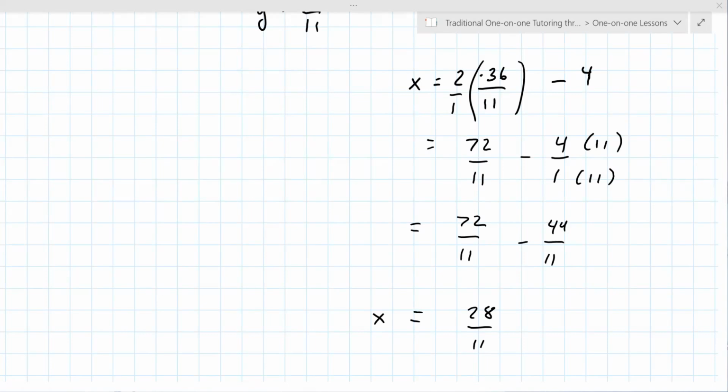So y equals 36 over 11 and x equals 28 over 11, right? Yes.